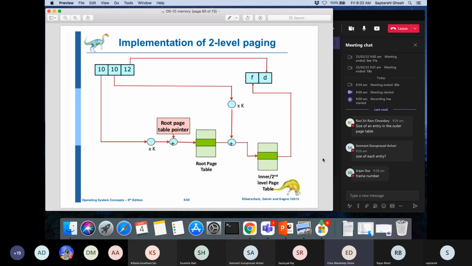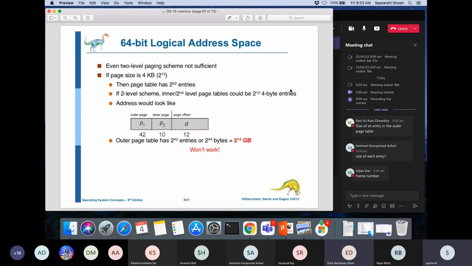Okay. Fine. So till now, all of our discussion was about a 32-bit logical address space. So this kind of worked. Soon programmers started demanding more memory. So now, many programs require a 64-bit logical address space. Wow. Now, if we go to a 64-bit logical address space, even a two-level paging scheme is not sufficient.